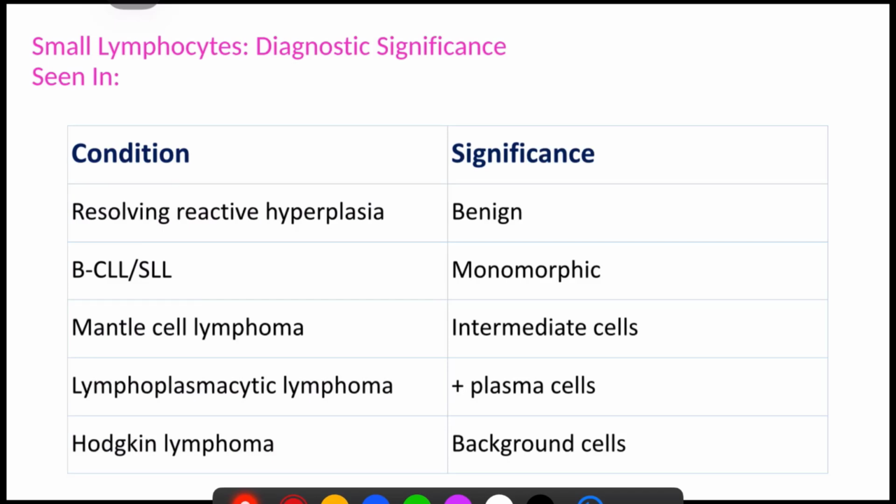So where do you find small lymphocytes? Mostly in resolving reactive hyperplasia, CLL, B-CLL or small lymphocytic lymphoma, mantle cell lymphoma, lymphoplasmacytic or Hodgkin's lymphoma. And it has significance because resolving is benign in nature. If it is CLL, it is monomorphic. In mantle cell lymphoma, there is presence of intermediate cells along with this. In lymphoplasmacytic, you can find small lymphocytes along with plasma cells, and in Hodgkin's lymphoma you find Hodgkin cells but the background shows small lymphocytes.